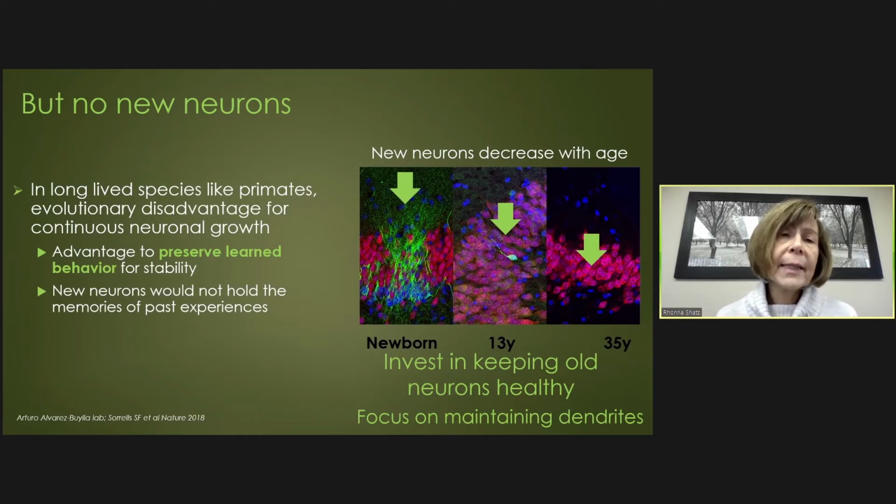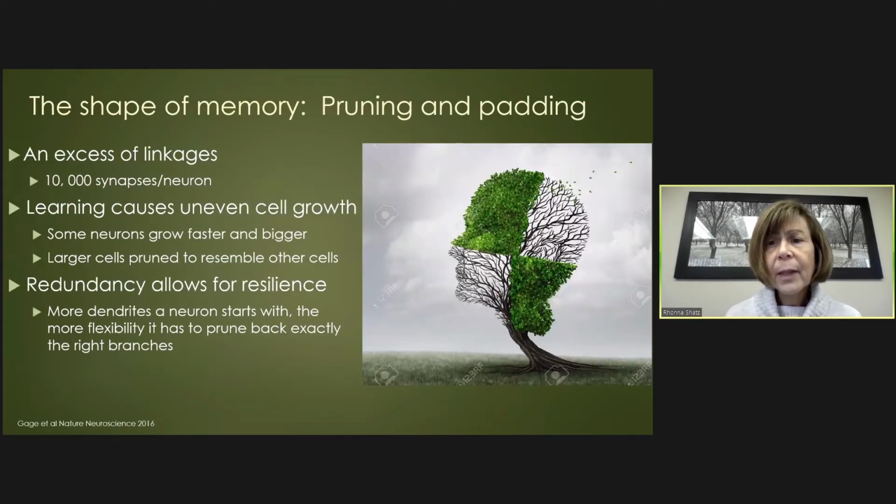And probably this idea that we don't grow new neurons is important because we're a very long-lived species, and there's more of an advantage to preserve learned behavior in the connective networks for stability. And if we continuously added new nerves, they would not be able to hold the memories of past experiences.